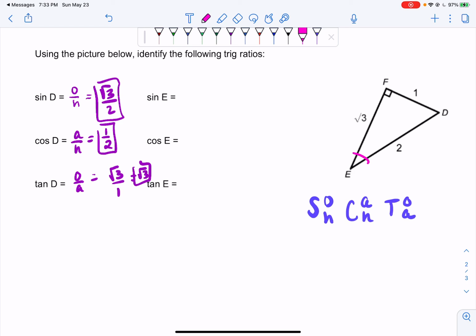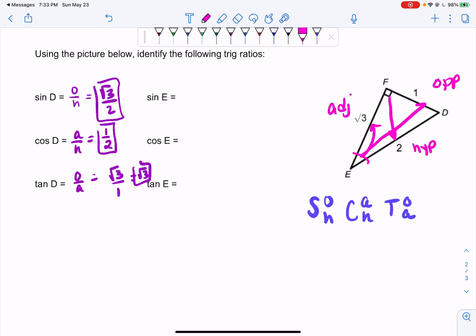The first thing I do is label my hypotenuse. My hypotenuse is 2, because it's the side across my right angle. Now we need to label our opposite. Across my reference angle is my 1. And then last but not least is my adjacent, which is square root 3.